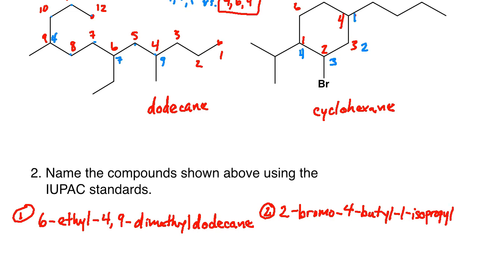And I'm going to put this down here, but there wouldn't be a space in between it. Cyclohexane. That would be the name of compound 2.